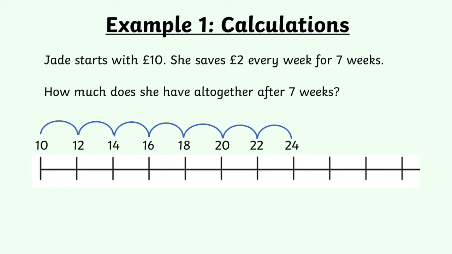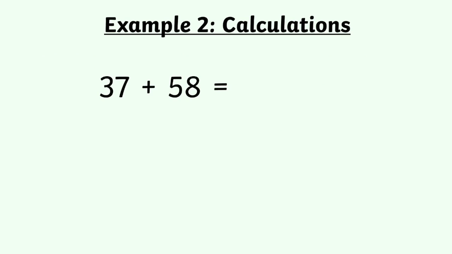So you can see here that by counting in twos on a number line, we kept track of what was going on in the problem and we were able to solve it really easily. Let's look at another example. Here we've just got a straightforward calculation.